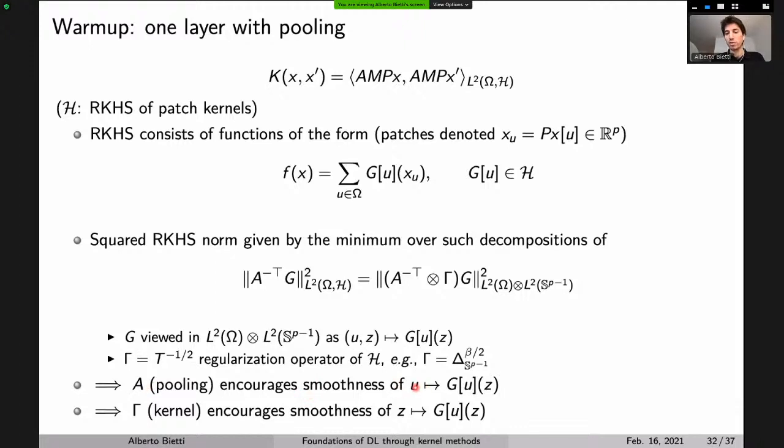So the pooling encourages smoothness of the functions g u of z for a fixed z, which maybe represents a patch, but as a function of the location. So you want the different functions used inside the image to depend smoothly on the location of that specific function. And in contrast, at the same time, you'll have some control of each fixed function g of u as a function of the patch vector itself. And that smoothness will be controlled through the usual dot product kernel. But you have some kind of mixing of these two regularization operators, which I write here using this tensor product notation. So you're controlling both smoothness with respect to the spatial location and smoothness with respect to the input patches. Okay, so this is a warm-up.